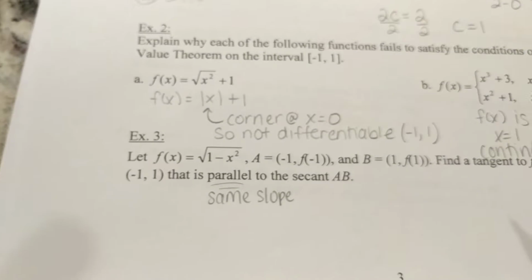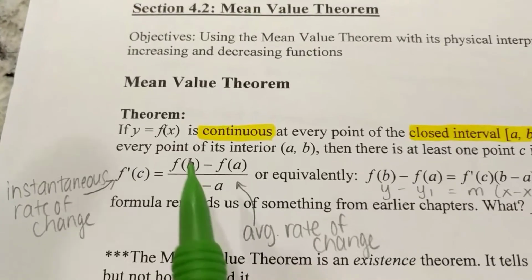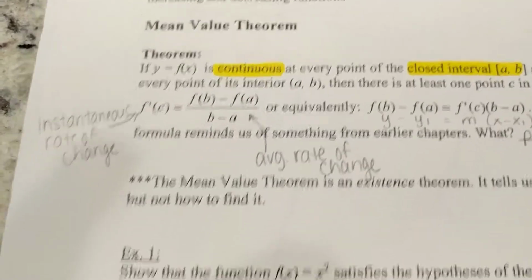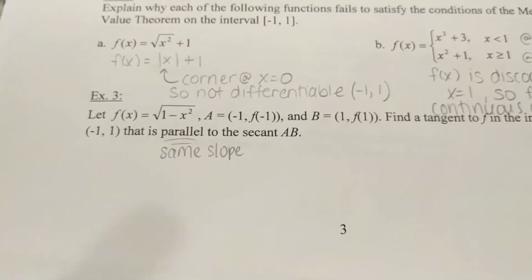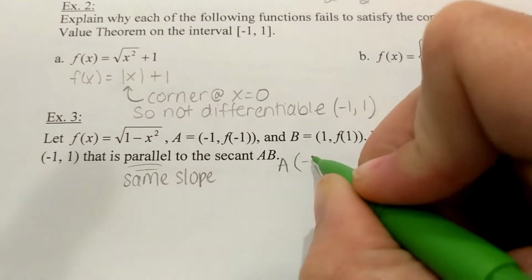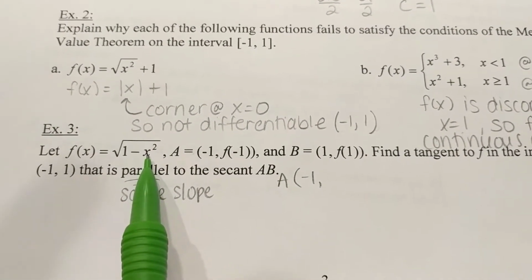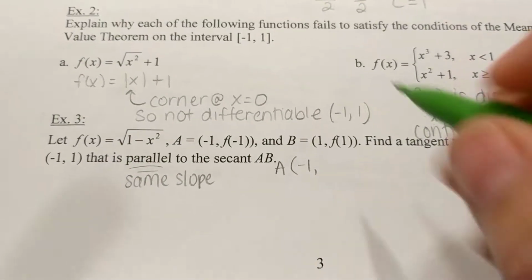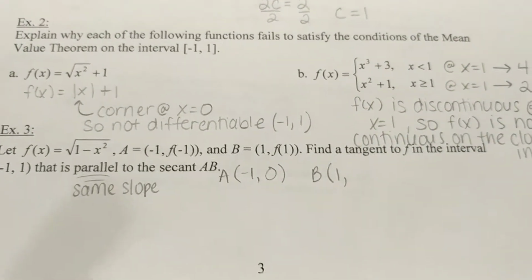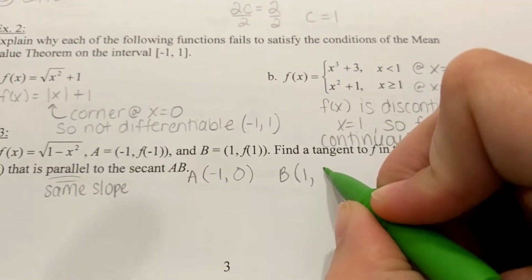And so when we're talking about a tangent being parallel to a secant, that's exactly what mean value is saying. Here's our tangent, here's our secant. We're trying to show that mean value theorem works. So first thing we need to know is the two ordered pairs. So A is at -1 comma f of -1. So if I plug in -1, I get 1 minus 1, square root of that is 0. And B, if I plug in 1, I get 1 minus 1, square root of that is 0.